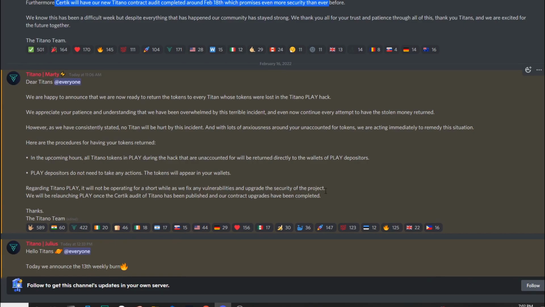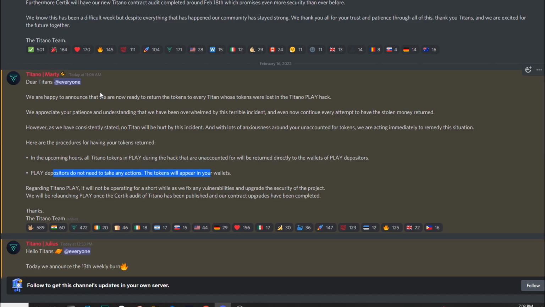And if we take a look at the update today, they say that they are now happy to announce that they are ready to return the tokens to every Titan whose tokens were lost in the Titano Play hack. Essentially, you don't need to do anything. You just need to sit back, relax, and see your funds get deposited into your wallet. So here they say that in the upcoming hours, all Titano tokens in Play during the hack that are unaccounted for will be returned directly to the wallets of Play depositors. Play depositors do not need to take any action. The tokens will appear in your wallets. And this was today at 11 a.m.